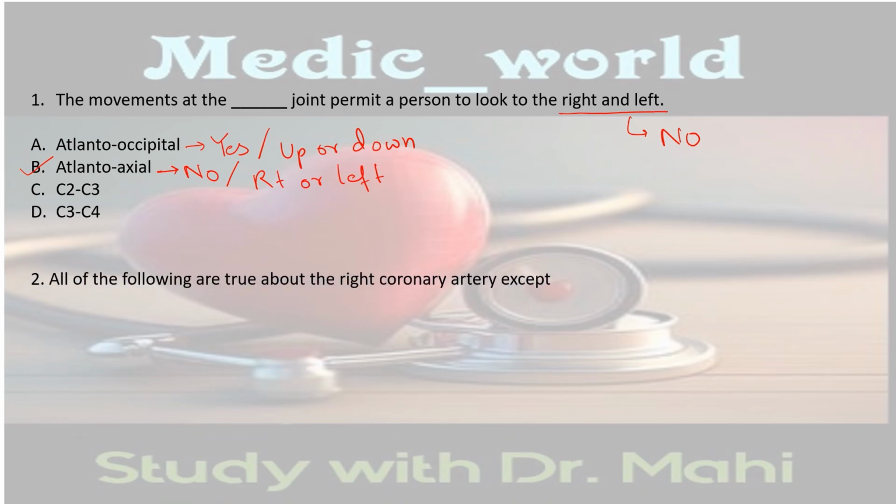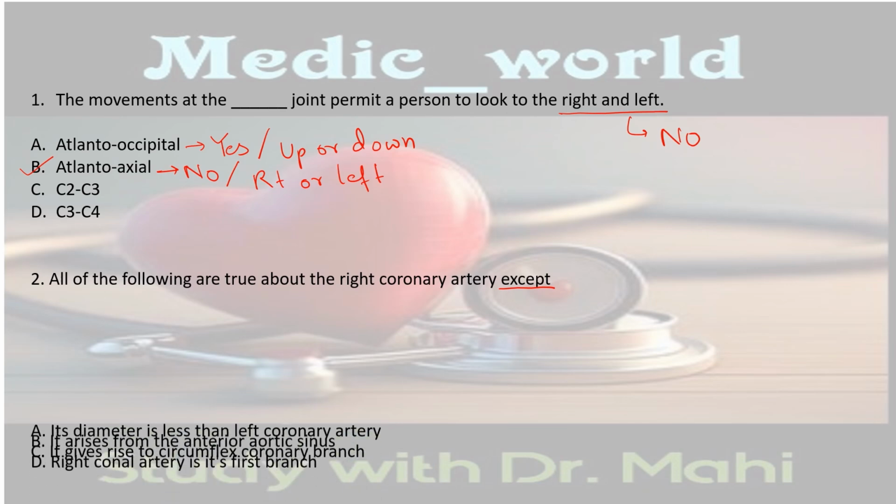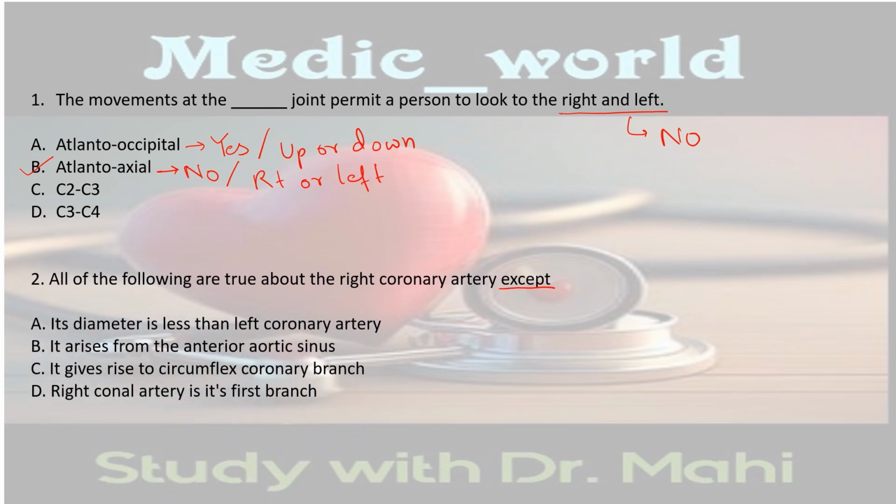Now the next question. All of the following are true about the right coronary artery except. We have to notice the word except, which means we have to find the false statement. Let's see the options. Its diameter is less than the left coronary artery. Yes, it is a true statement because the right coronary artery has less diameter. Now, the next statement, it arises from the anterior aortic sinus. It is also a true statement.